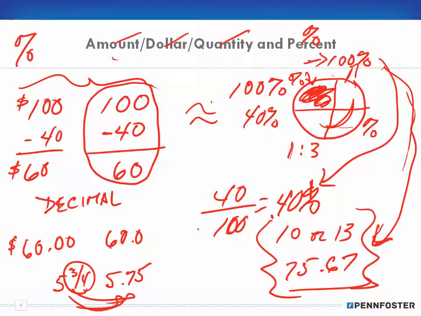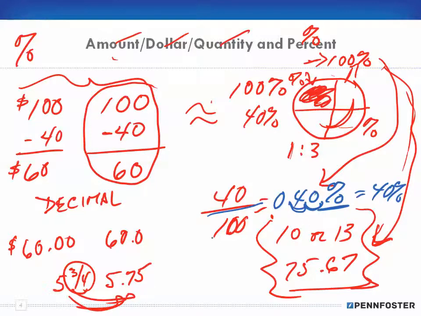I end up with a decimal. Okay, let me do the math here, just so everybody can see. I end up with 0.4 when I divide 40 by 100. And to convert a decimal into a percent, I move the decimal place over 2 places and make it a percent, because with percents, we talk in terms of hundredths. So 40 divided by 100 is equal to 40%, all because I just moved the decimal place over 2 places.